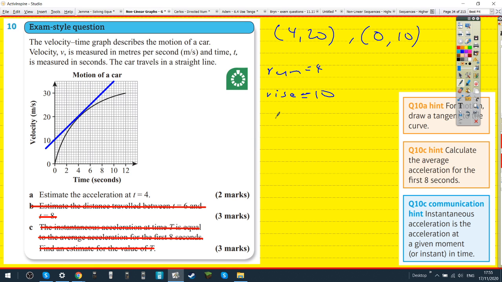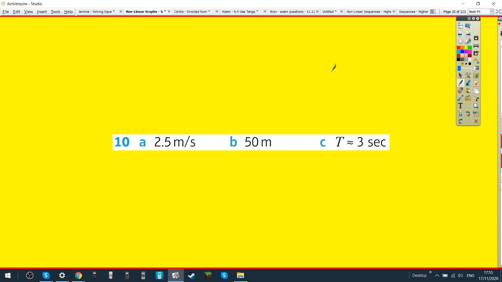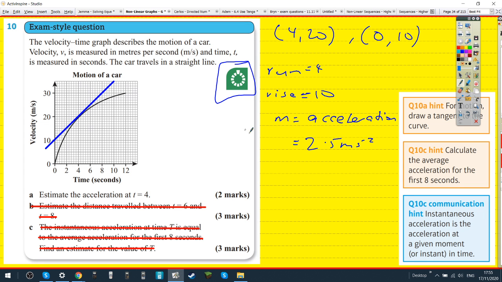And gradient is 2.5. Looks good. That is 2.5, and that's a grade 9. Tricky stuff.